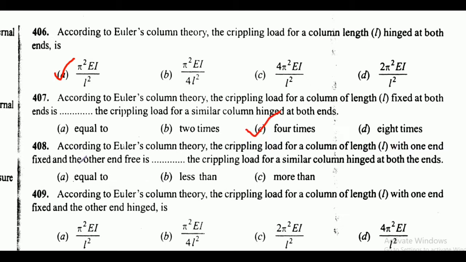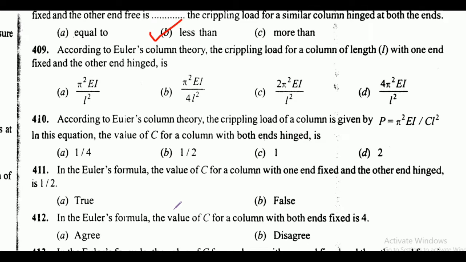Next is, according to Euler's column theory, the crippling load for a column of length L with one end fixed and the other end free is dash the crippling load for a similar column hinged at both the ends. Options are equal to, less than, more than. Here correct answer is option B, that is less than.